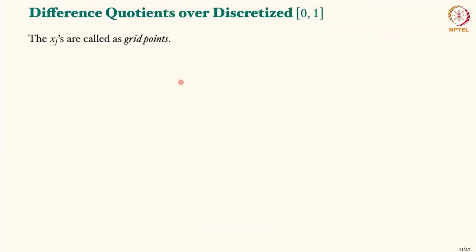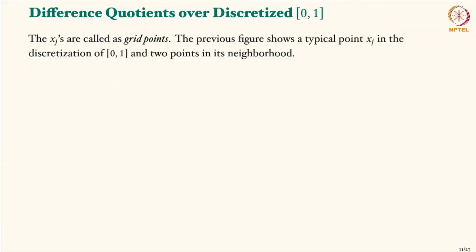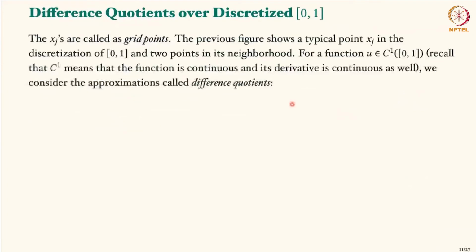Okay, so the xj's in this setting are called grid points. And I just showed you a typical point and its neighbors, right? Okay. Now I want to tell you what this notion of a difference quotient is. So I think of a function whose derivative I can take. Recall from earlier in this presentation, C1 means the function is in L2. You can take its derivative, and its derivative is also in L2, and this is on the domain (0, 1).